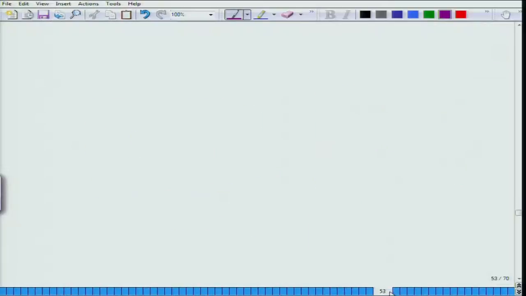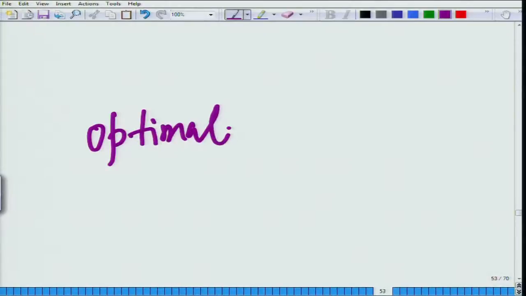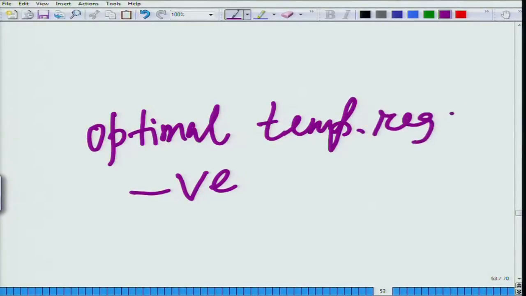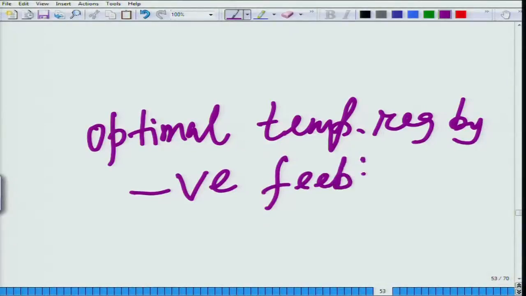Exactly the same analogy the body follows. The body has to maintain an optimal temperature. It does so by having something called a negative feedback loop. Negative feedback loop means optimal temperature regulation by negative feedback loop.